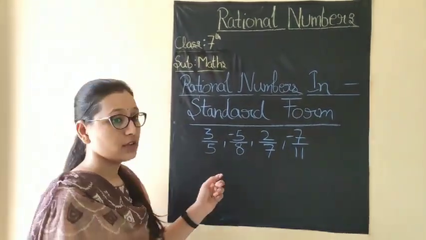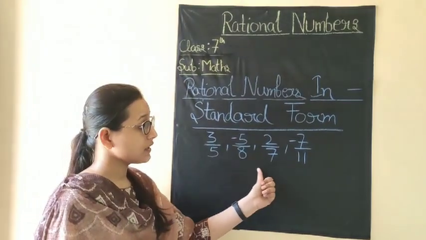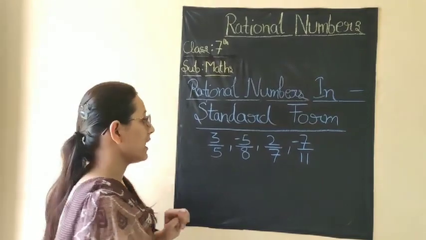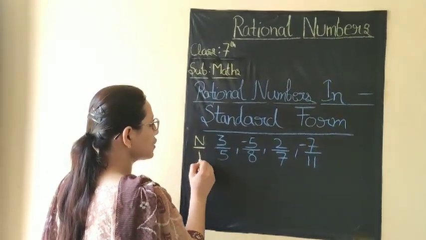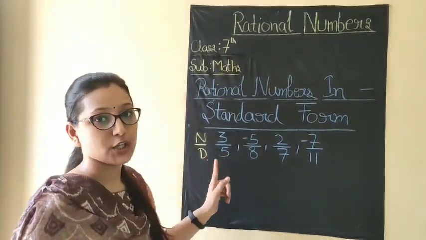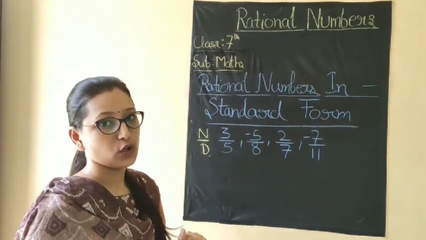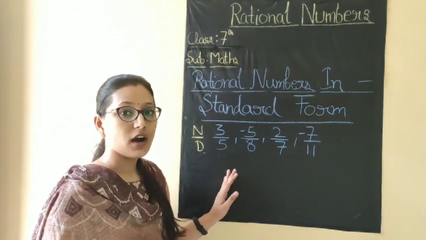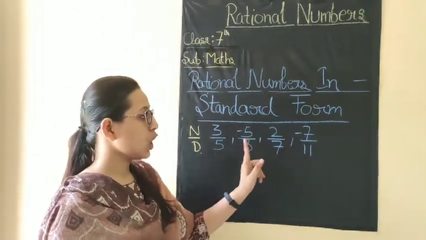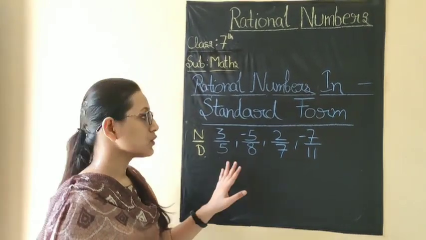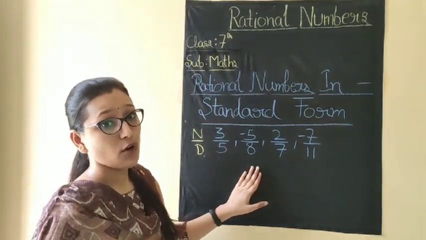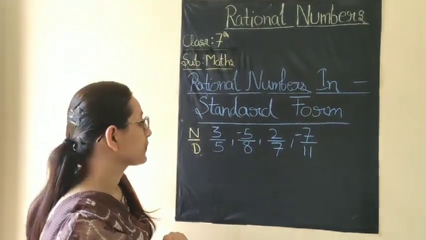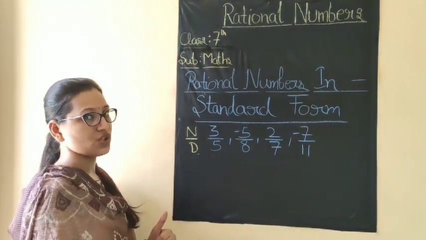So first, all of these denominators have the positive sign. And second, numerator and denominator have only one common factor. And the third point is that the negative sign occurs only for the numerator. So this type of rational number is said to be in standard form. Now let us solve one question.